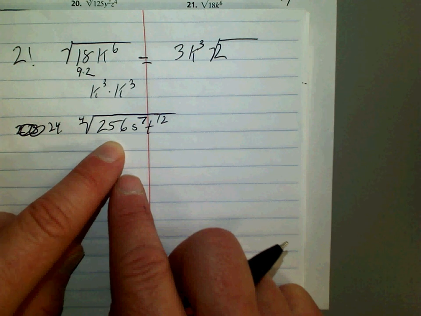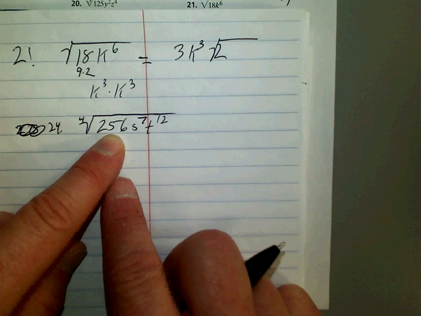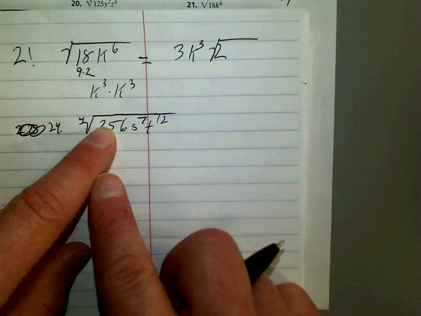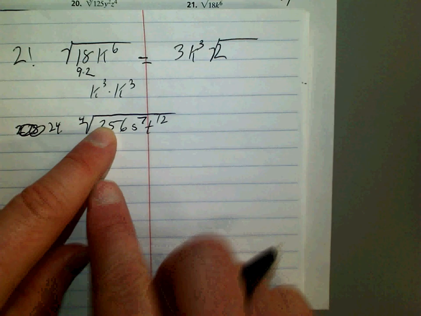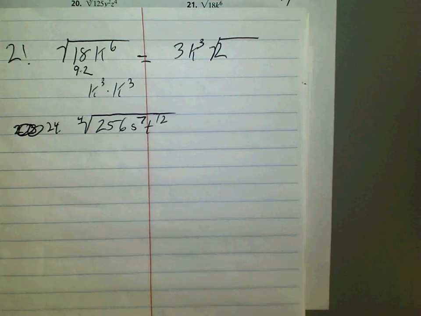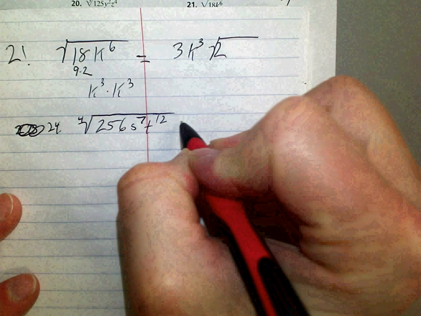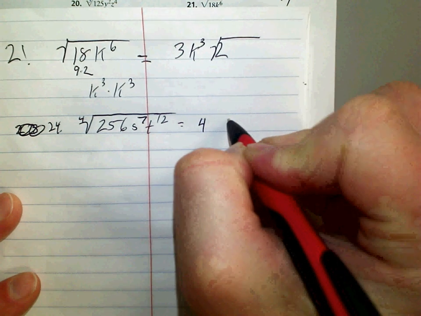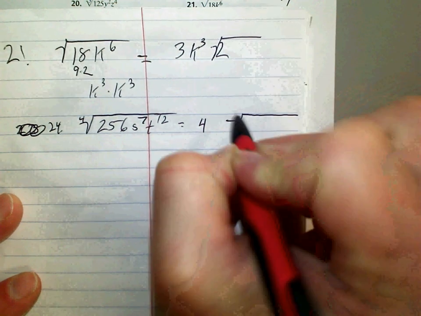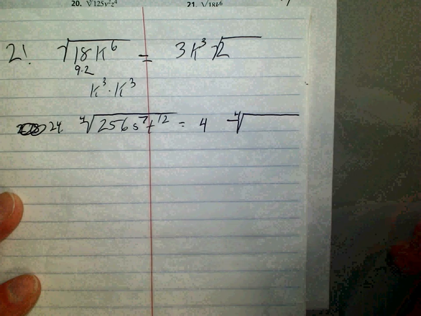You can do 256 raised to the 1/4, or actually do the fourth root. There is a button that allows you to do fourth roots. 4. Now I'm going to assume we might end up with something inside our radical sign still.